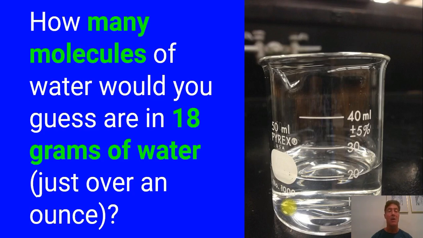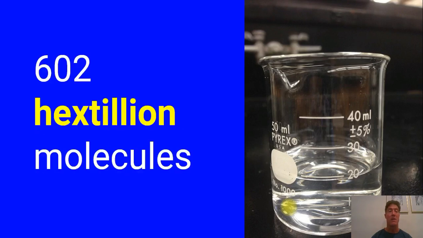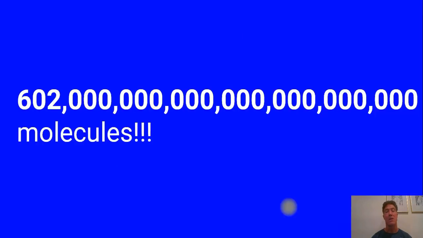If you had to guess how many molecules of water would you think are in 18 grams of water, which is just over an ounce? It's not millions or billions or trillions or even quadrillions or quintillions. It's 602 hextillion molecules, which looks like this. It's a massive number. It's an astonishingly large number. Hundreds, thousands, millions, billions, trillions, quadrillions, quintillions, hextillions. That is what Avogadro's number represents, 6.02 times 10 to the 23.